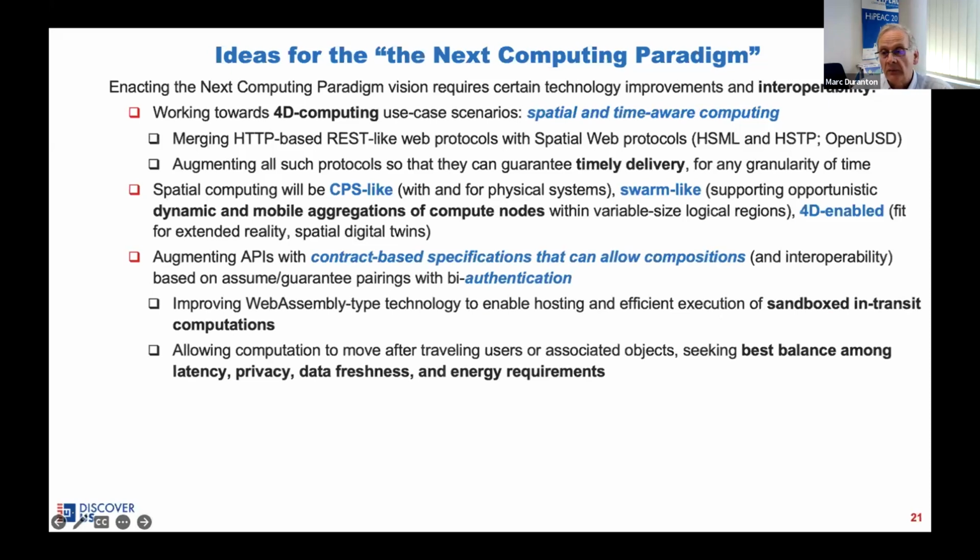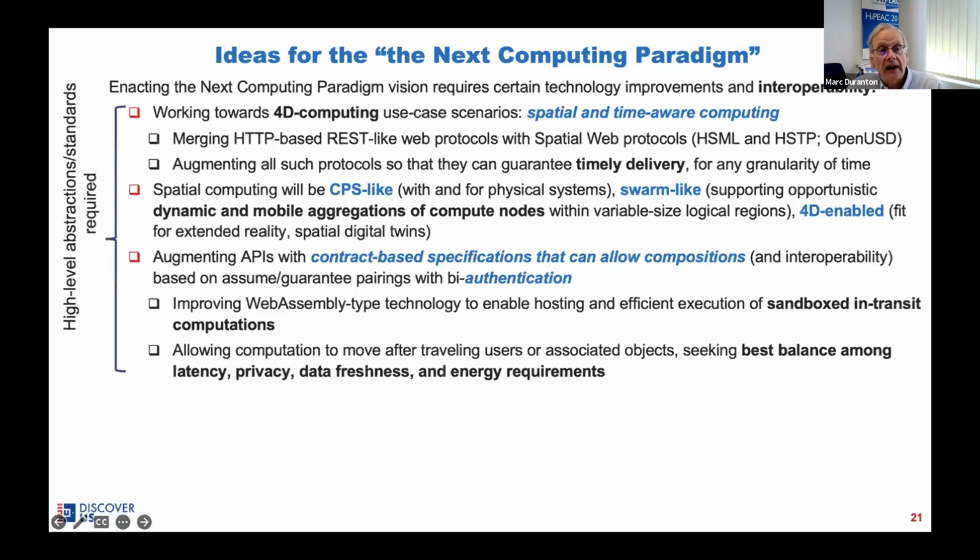Of course, we have some requirements in terms of security and authentication, so contract-based. And also this idea of moving not only data, but also code, goes to this idea of using a standard where execution could move, like WebAssembly, into a safe, sandboxed environment. So that's clearly the key element. So it's the whole computation moving to follow the user and to find the best balance amongst various criteria such as latency, privacy, data freshness, energy requirement, and things like that.